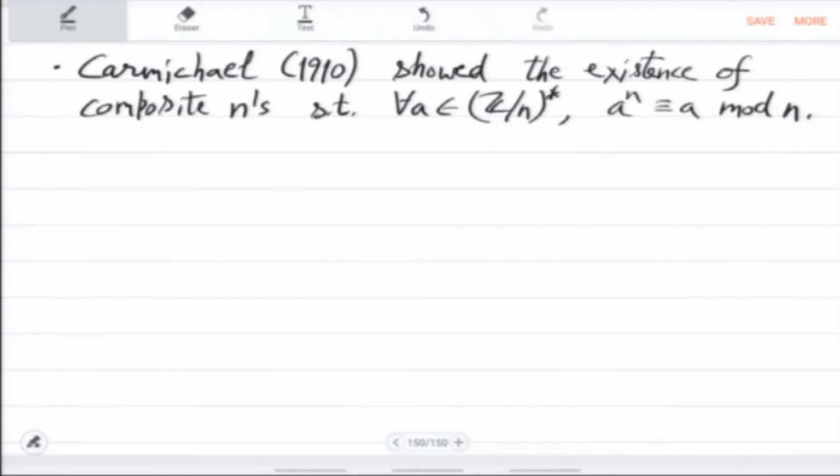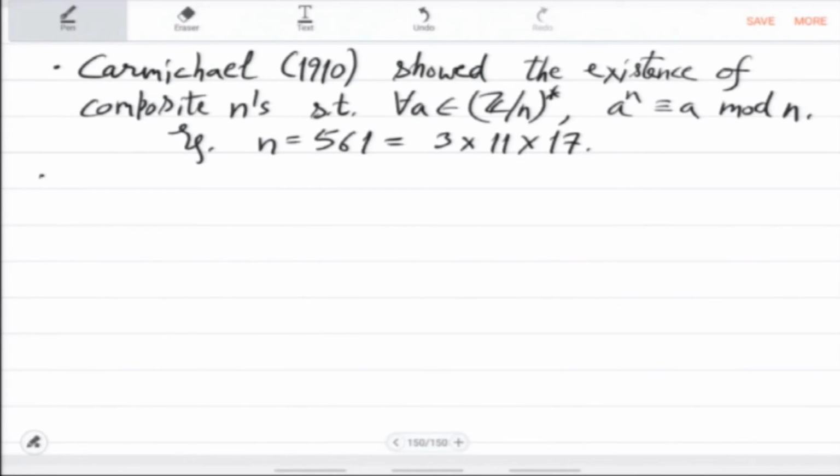Which shatters our dream of using Fermat's little theorem for primality testing, because even composite n can pass this no matter how many A's you pick. The smallest example of such an n is 561, which is 3 times 11 times 17. It's clearly composite. It's also square free, because none of the factors repeat. And you can check that for all the co-prime A's, A to the 561 is A mod 561.